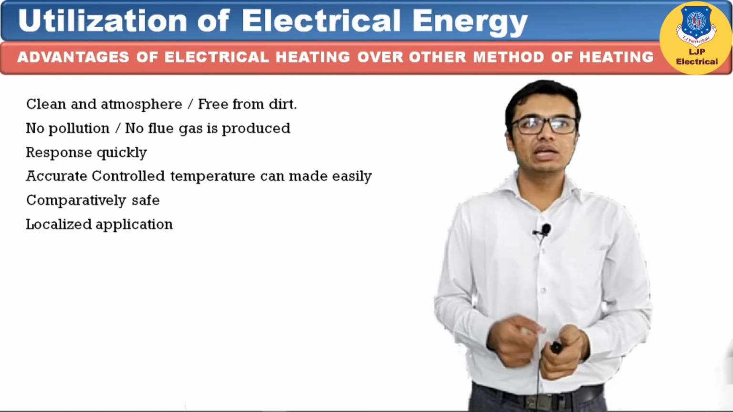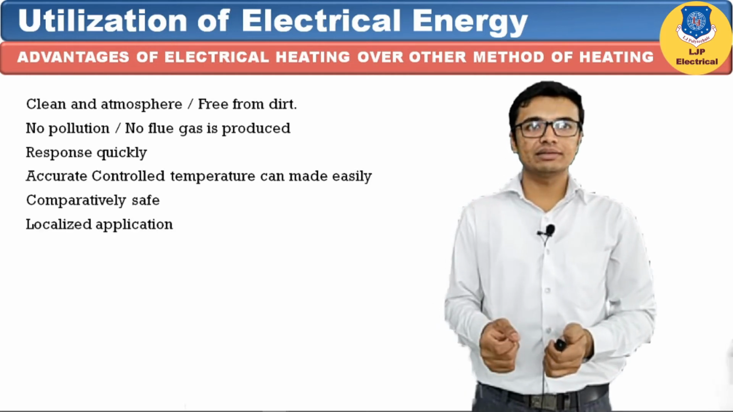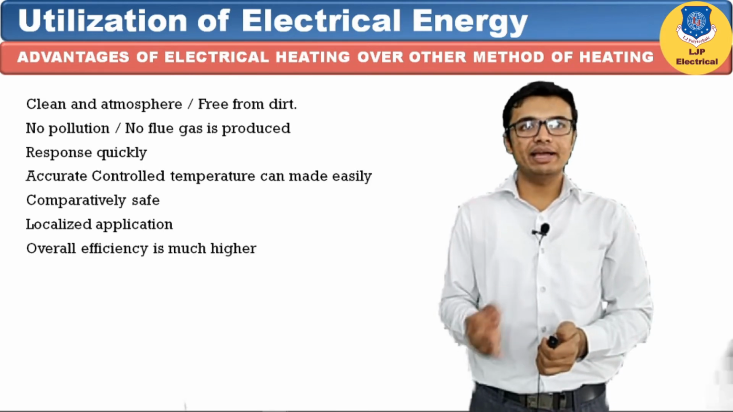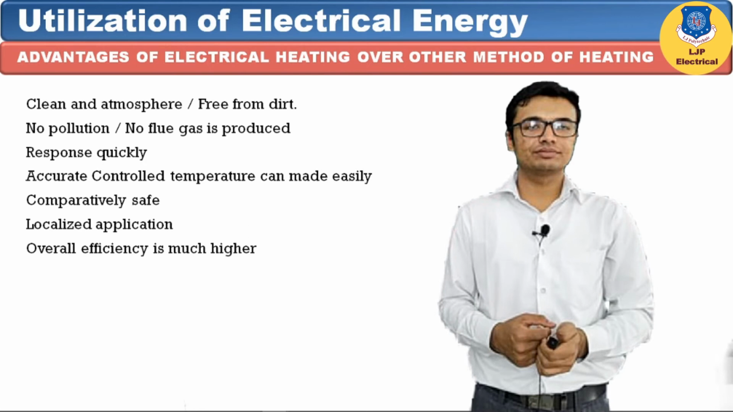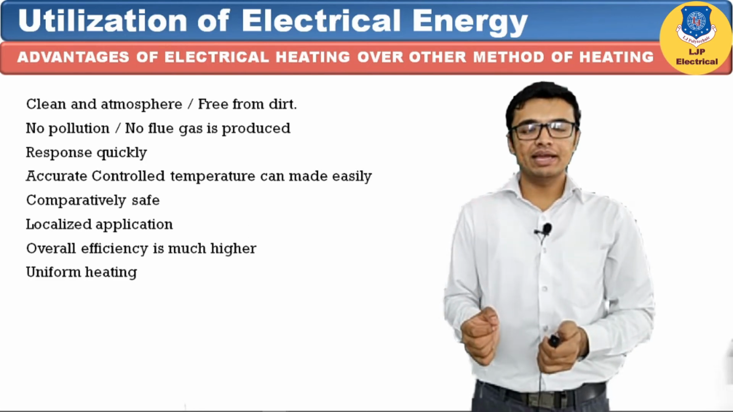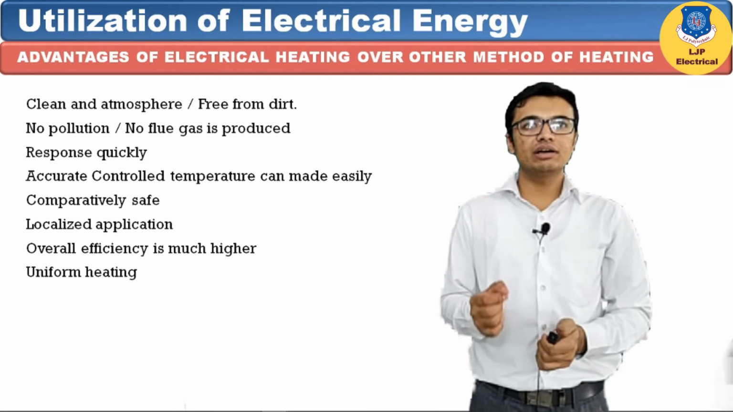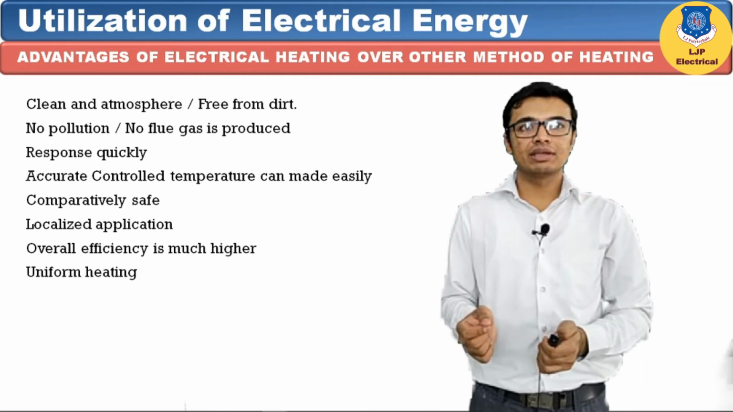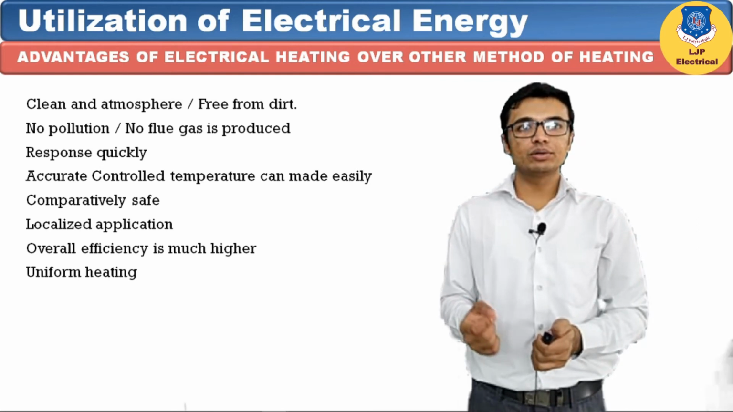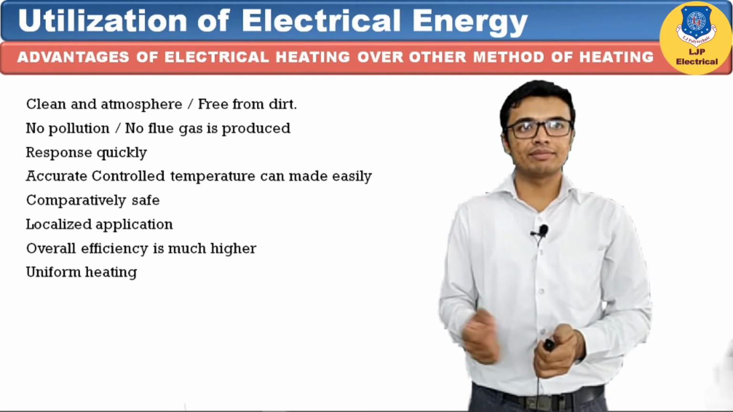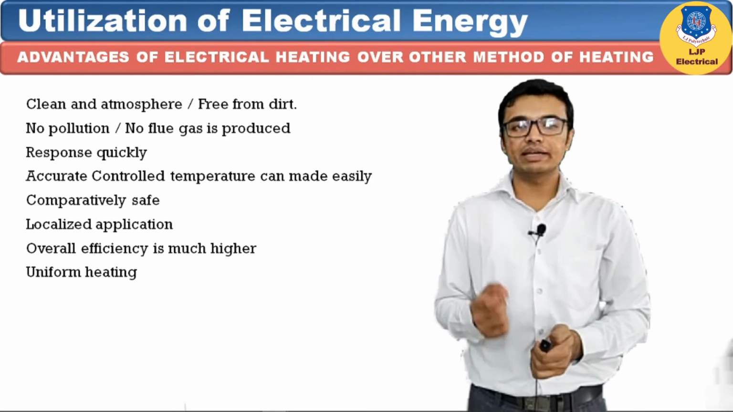It is used in localized applications like heater, iron, etc. Overall efficiency is much higher compared to other heating methods. It gives uniform heating. It means suppose you have to heat any object, then each particle of the object will heat equally, whereas in other heating methods the outer particles will have more heat compared to the middle particles. So in other heating methods we will get non-uniform heating, whereas in electrical heating we will get uniform heating.